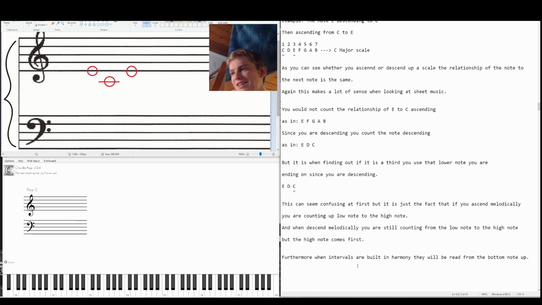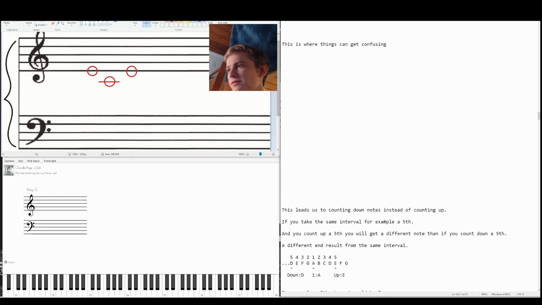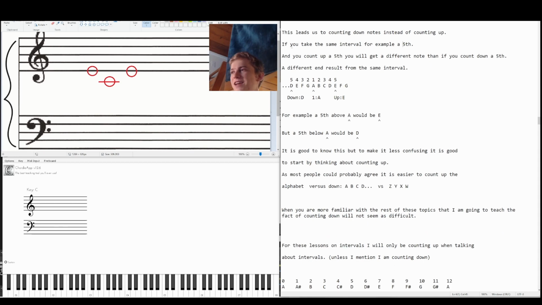So if we did look at the E to C, and then we thought, okay, well if it was just stacked, then we'd have a third. Okay? As you see, I wrote this again. I said this is where things can get confusing. Okay, this leads us to counting down notes instead of counting up notes. So if you take the same interval, for example, a fifth, and you count up a fifth, you'll get a different note than if you count down a fifth. You'll get a different end result from the same interval.